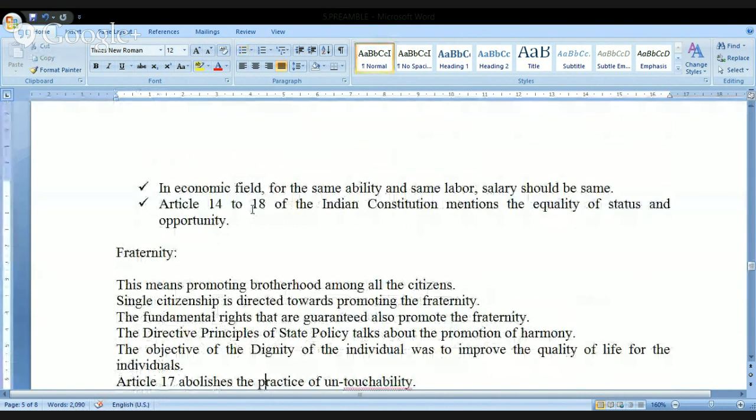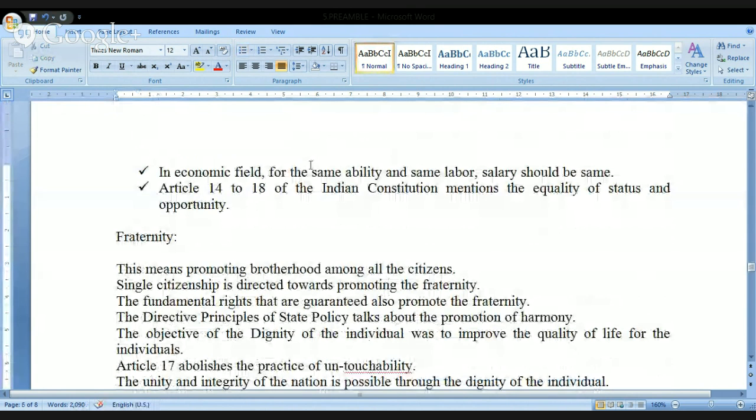Okay, now look at this. In the economic field, for the same ability and the same labor, salary is also expected to be the same. That again comes under equality. Articles 14 to 18, again, are a part of our fundamental rights. They mention equality of status and of opportunity. Okay, the last one we'll see is fraternity. What is the meaning of this fraternity?